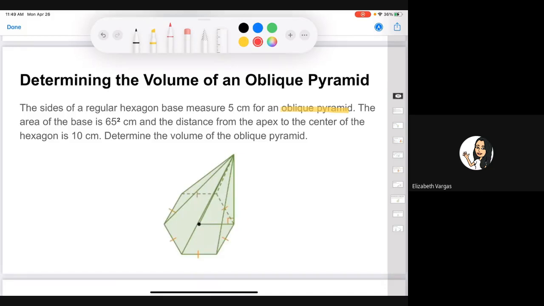And then it gives us some information. It says the side of a regular hexagon base, so we know we have a regular hexagon base, has a measure of 5 centimeters.